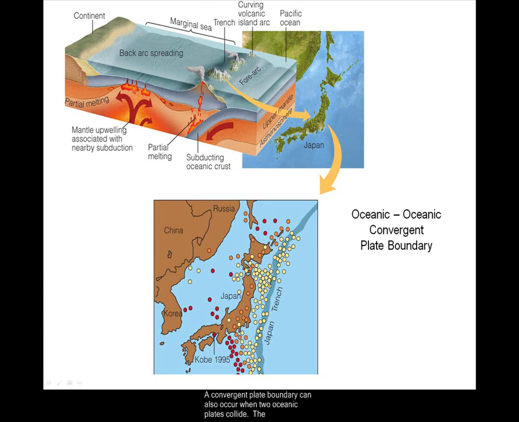A convergent plate boundary can also occur when two oceanic plates collide. The situation is similar to what happens at a subduction zone. The older, and therefore denser, of the two oceanic plates will sink or subduct beneath the other. This sends the subducting plate into the mantle to be melted. Friction between the plates melts rock and sediments, which erupt as back arc volcanoes. These areas also produce the deepest parts of the ocean, such as the Tonga and Mariana Trenches.